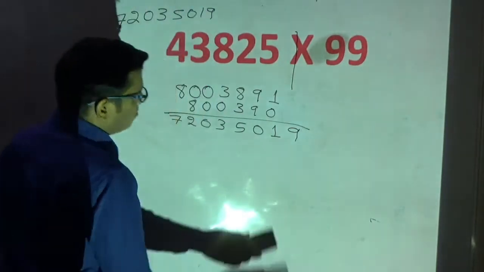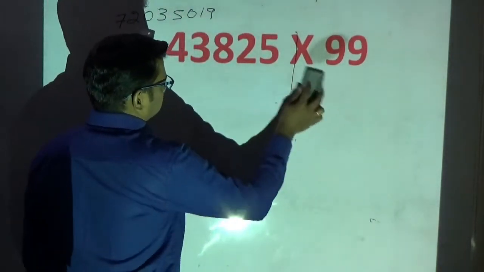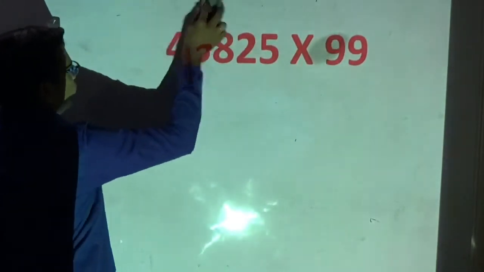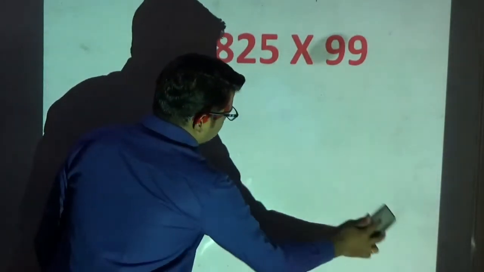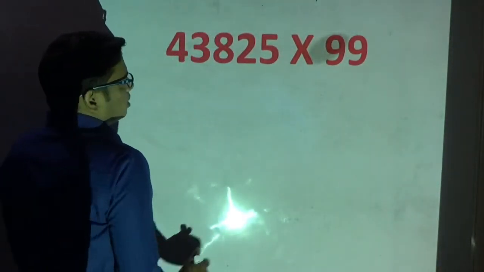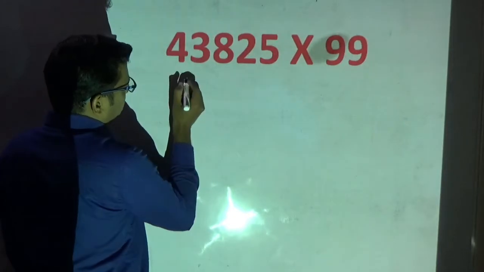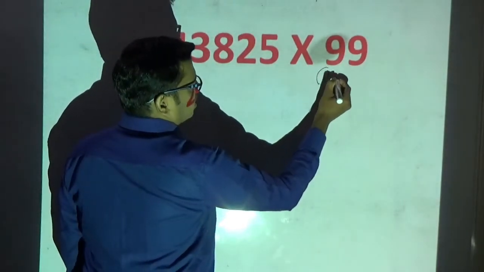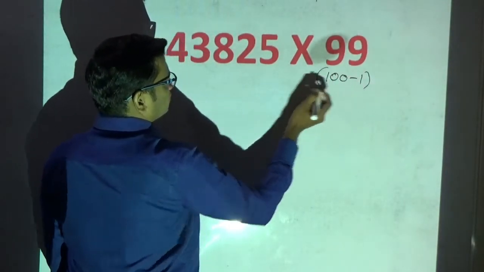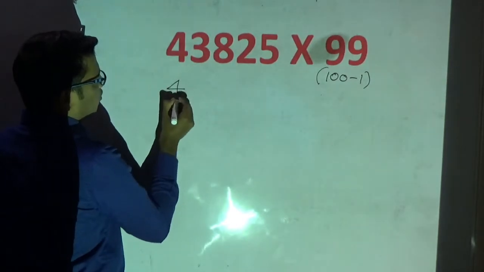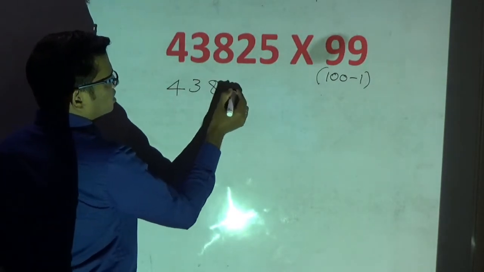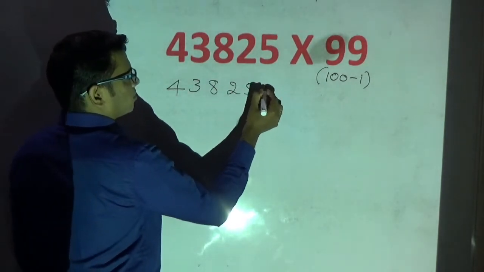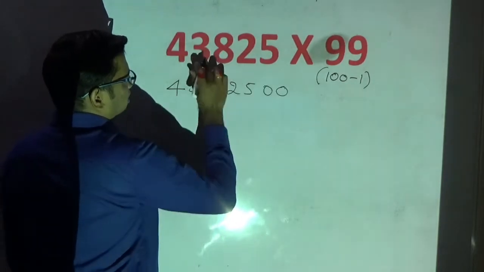Okay, now after doing multiplication by 9, I am going to show you how to do multiplication by 99. Like that, any number of 9s you can do. Okay, what do you mean by 99? 100 minus 1. This is nothing but 100 minus 1. First you multiply by 100. So 4382500. Okay, then you have to subtract this.